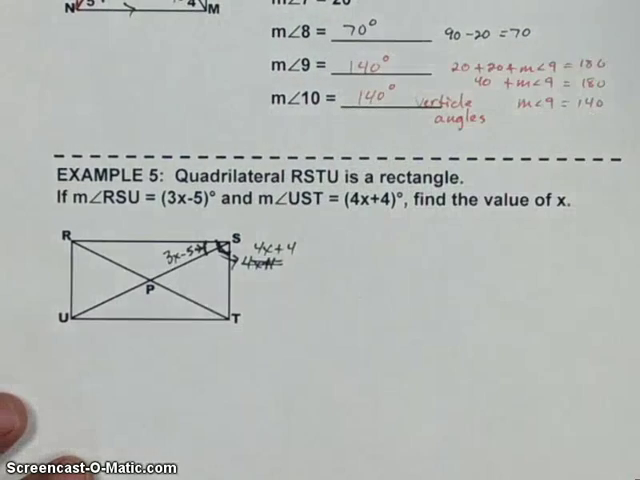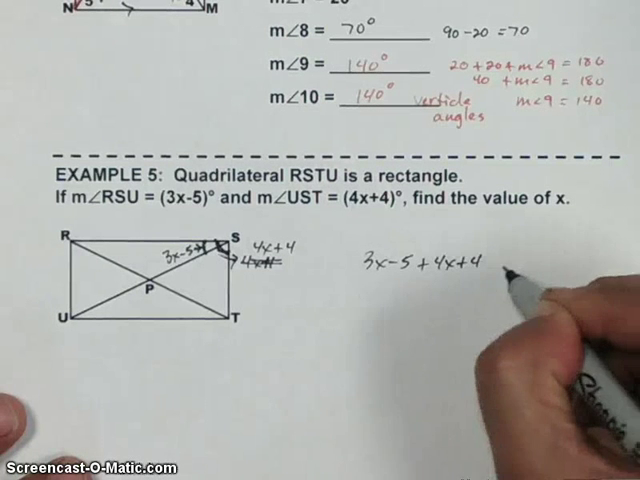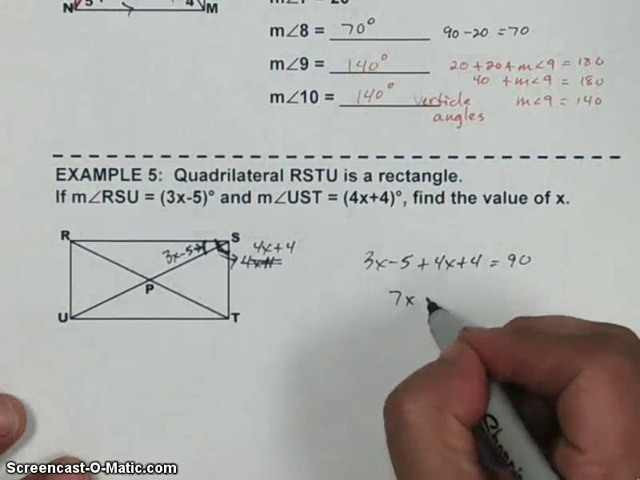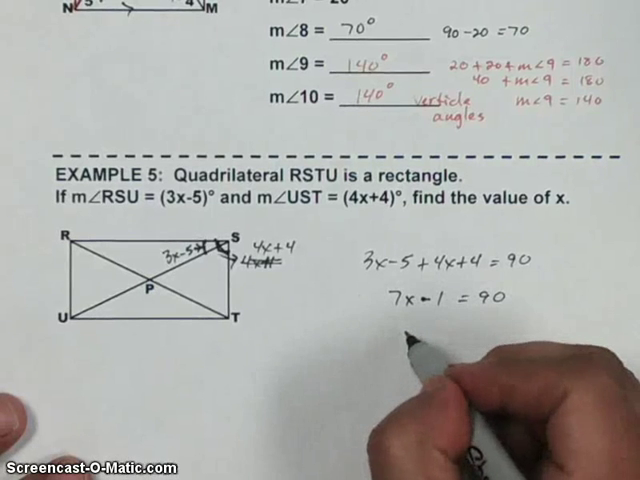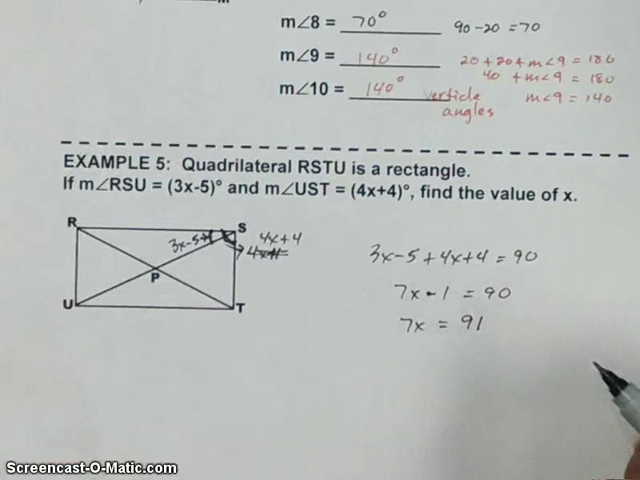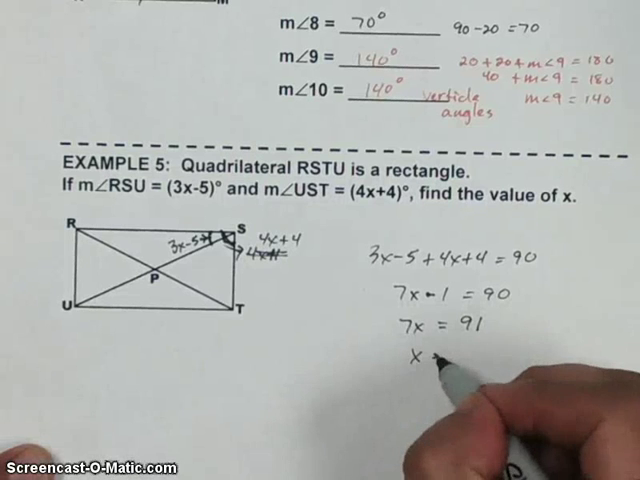Okay. Well, that is this angle together. Because it's a rectangle, I know those two angles have to add up to 90 degrees. So that's going to be 3x minus 5 plus 4x plus 4 equals 90. All right, combine like terms, 7x minus 1 equals 90, which means 7x is going to be equal to 91. And if I divide by 7, that tells me that x is 13.